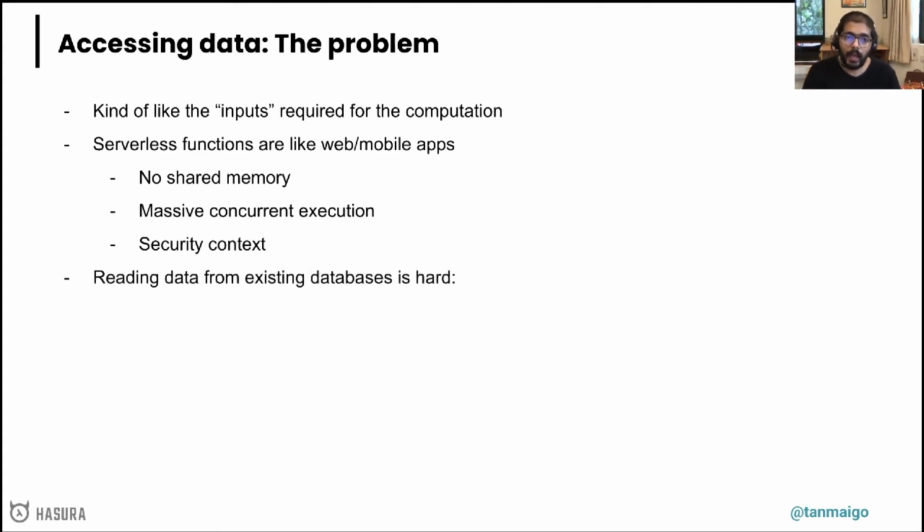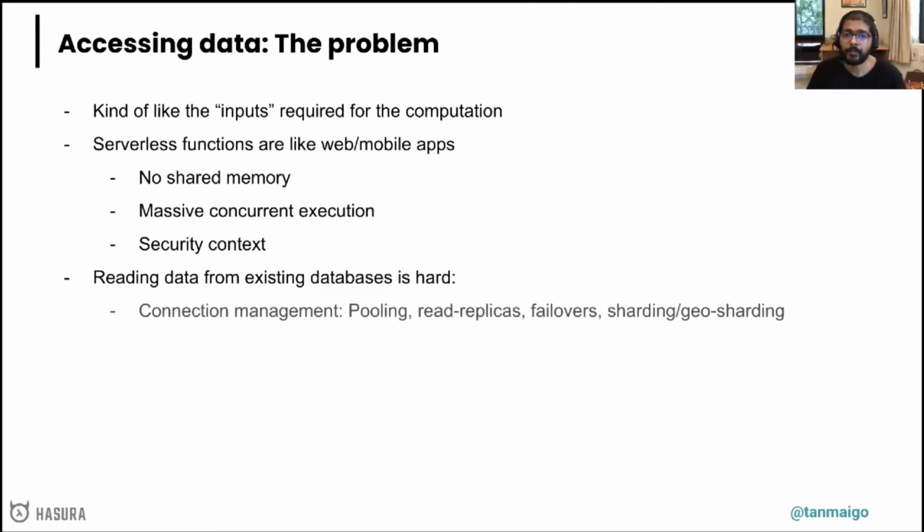And when you have properties like this, you realize that reading data from existing databases where you already have data is hard, right? It's great to think of serverless as helping us when we're building net new applications, but most of the applications that we build and most of the value that we want to add is on systems that have existing data. And specifically, when you want to read data from these existing systems, you run into similar challenges that you would run into while building web and mobile apps as well, right?